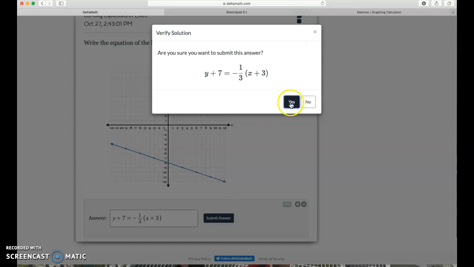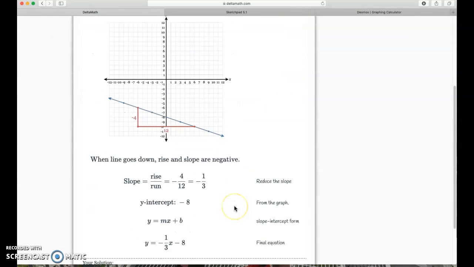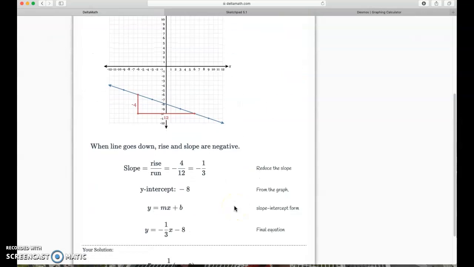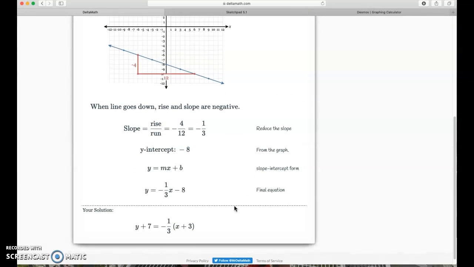Let's see if Delta Math accepts point slope form. Ooh. Did I find my slope wrong? Negative 1/3 x. Okay, so they did not like point slope form, which I think is interesting. If I distributed, I'd have negative 1/3 x. Negative 1/3 times 3 is negative 1. And then if I subtracted 7, I'd have negative 8.